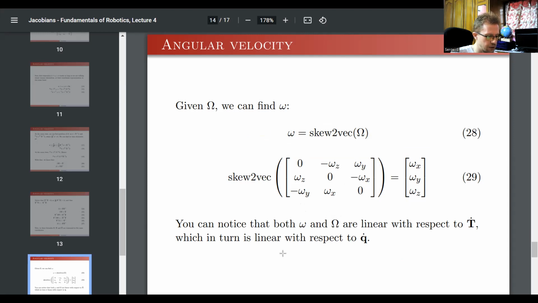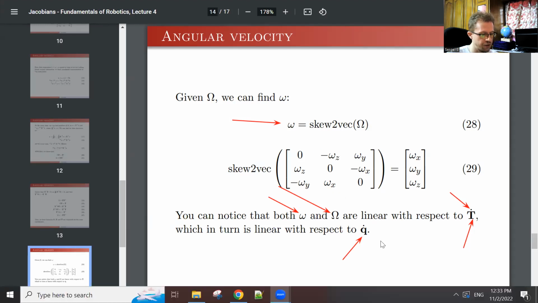Now, since this guy is linear with respect to t dot, omega is also linear with respect to t dot, because this operation is linear. And t dot is obviously linear with respect to q dot. Why? Well, what is t dot? t dot is dt/dq times q dot. You just use your favorite, what do you call it? Chain rule. Just use your chain rule. Okay. So what we get is that omega is linear with respect to q dot.